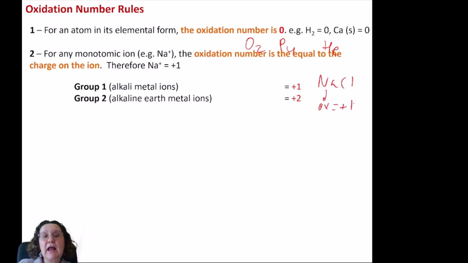You have the alkaline earth ions, group 2, and those have an oxidation state of +2. Calcium, magnesium, barium. We're talking about those sorts of metals. You have, for example, aluminium, which is typically aluminium 3+, with an oxidation state of +3. So when you have a monatomic ion, and especially if you have a metal of the first and the second groups, then the oxidation number is equal to the charge of the ion.